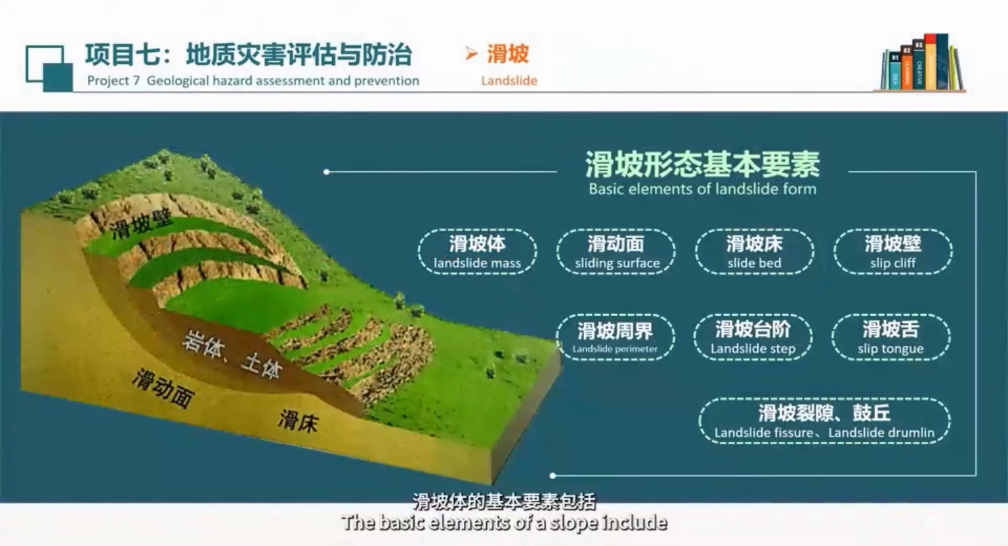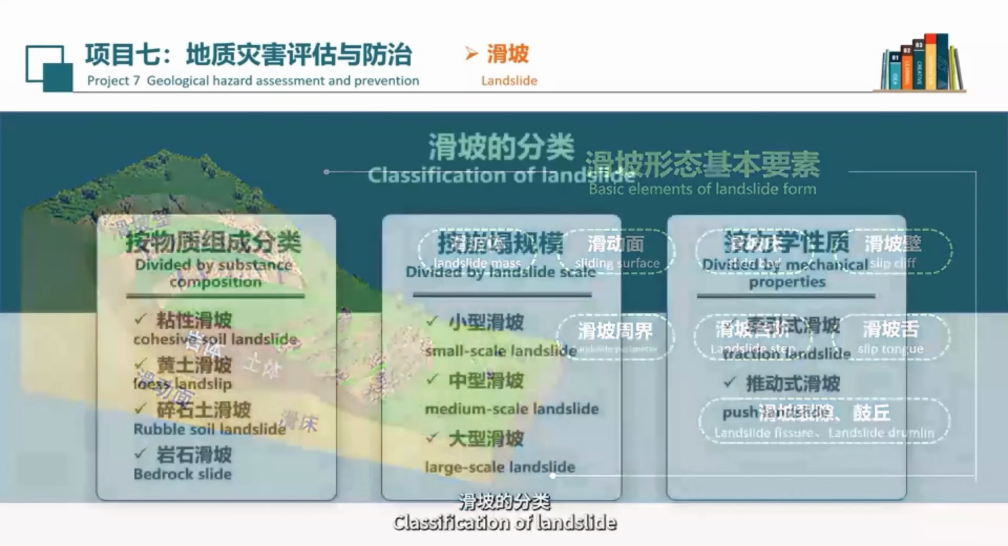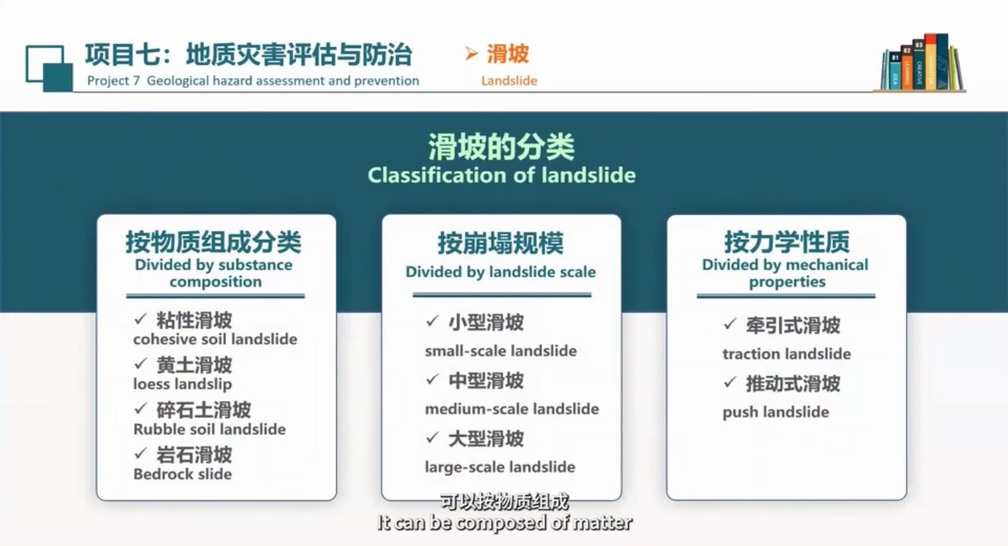The basic elements of a landslide include landslide mass, sliding surface, slide bed, slip cliff, landslide perimeter, landslide step, slip tongue, landslide fissure, drum mound and axis. Classification of landslides. By composition, they can be divided into cohesive soil landslide, loess landslide, rubble soil landslide, and bedrock landslide.